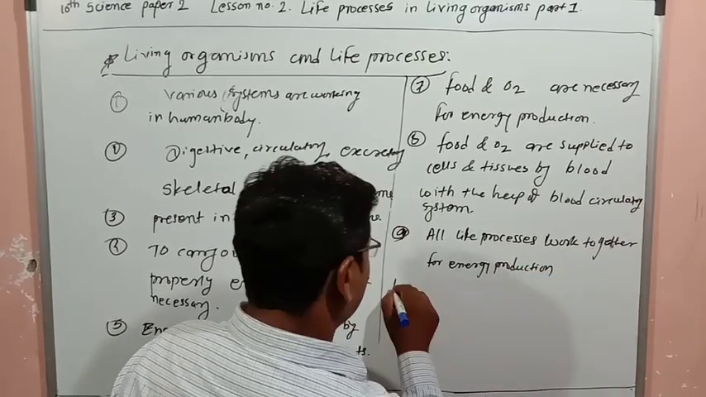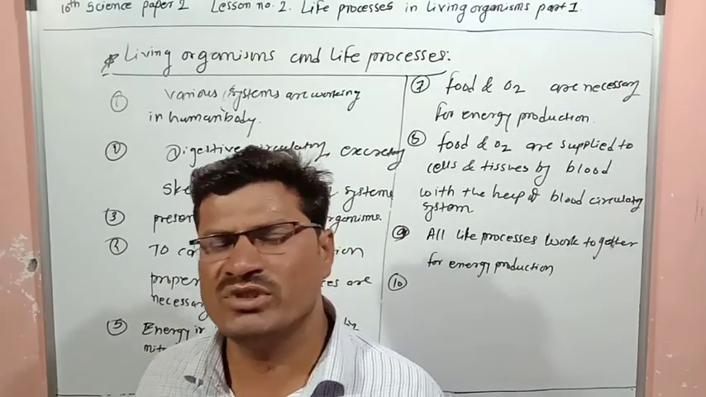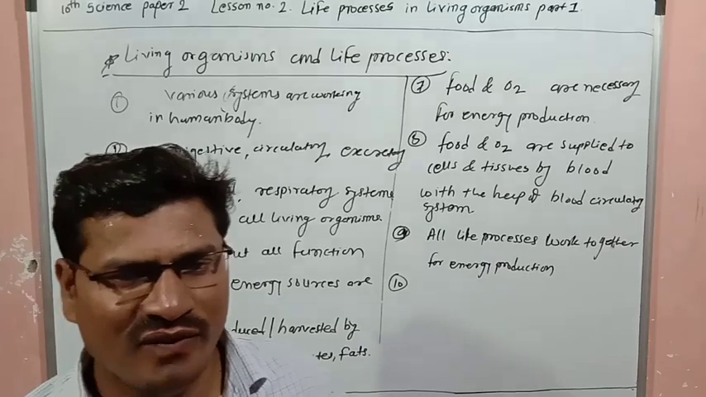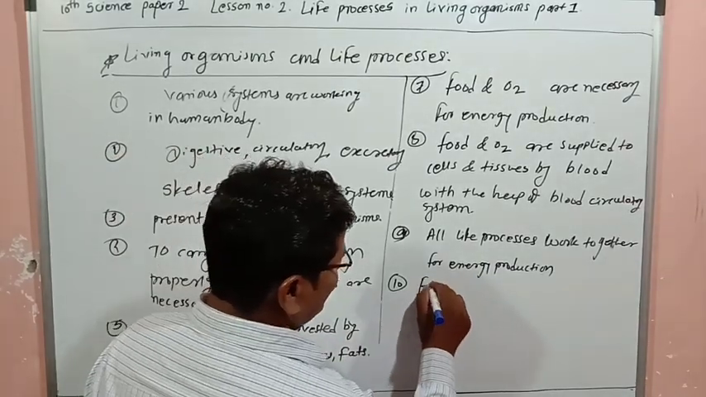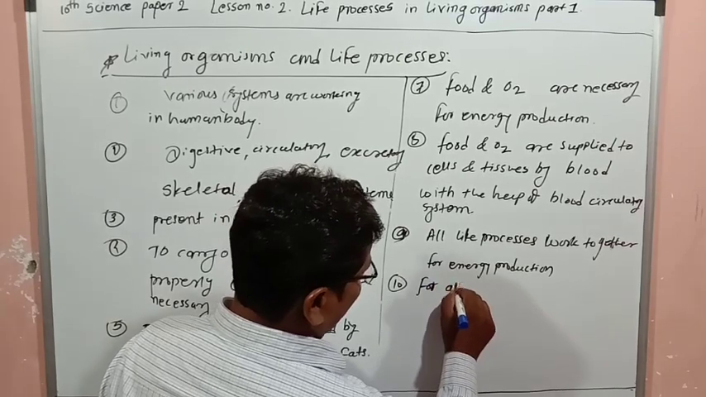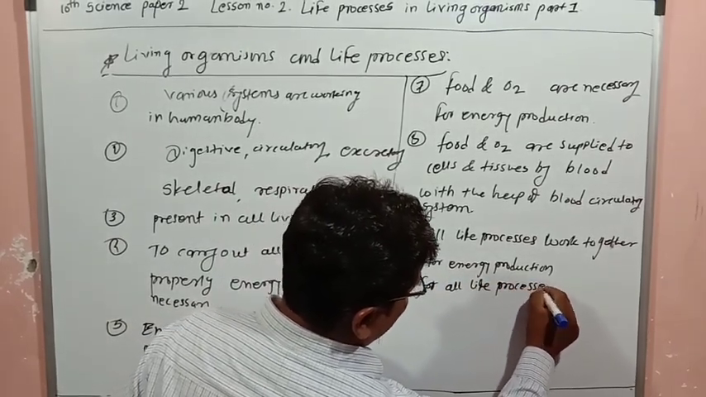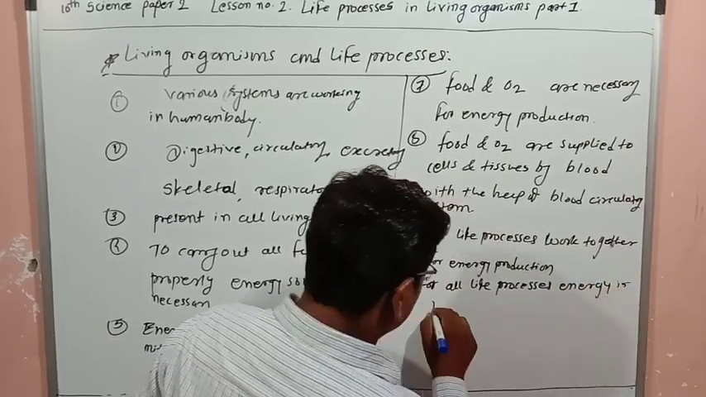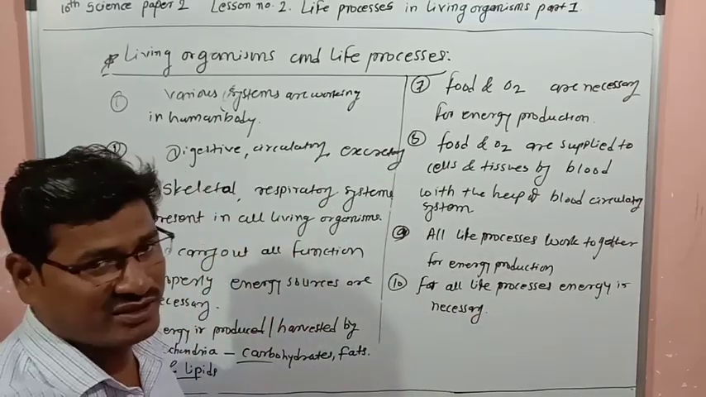Now next, the tenth point. In the tenth point, for these life processes, energy is necessary. These life processes are not happening automatically. For all life processes, energy is necessary. So these 10 points are there.